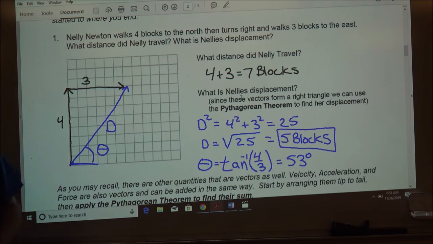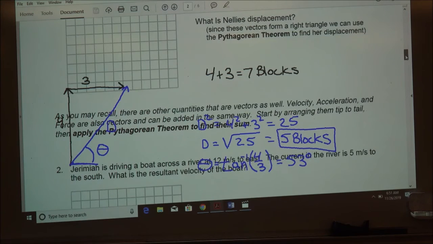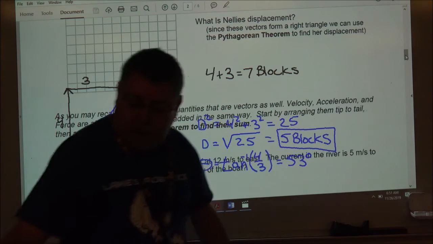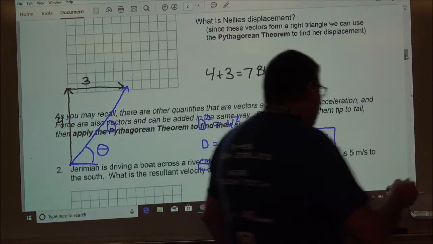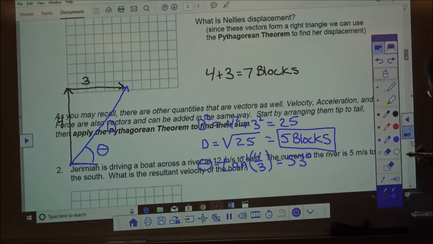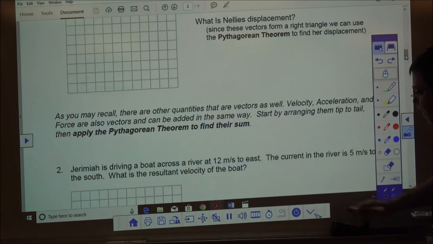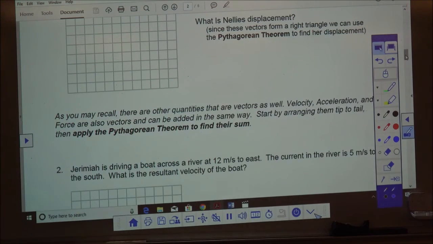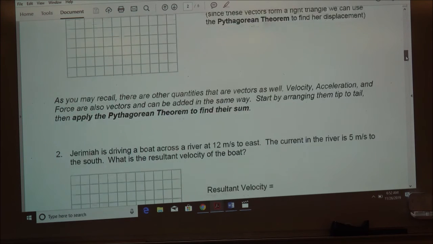Let's do another example. If you recall, there's a lot of vectors, not just displacement vectors. There's a lot of things that are vectors. So forces, acceleration, velocities, all these values are vectors. So we can have acceleration vectors added this way, force vectors added this way, velocity vectors added this way, all types. So let's look at this next one, which is velocity vectors.